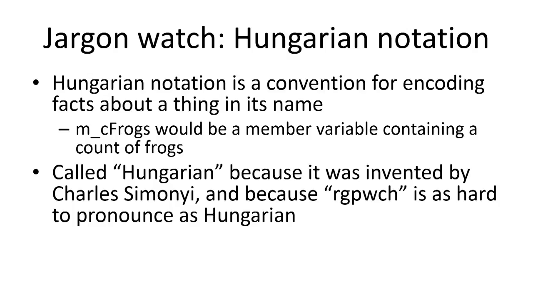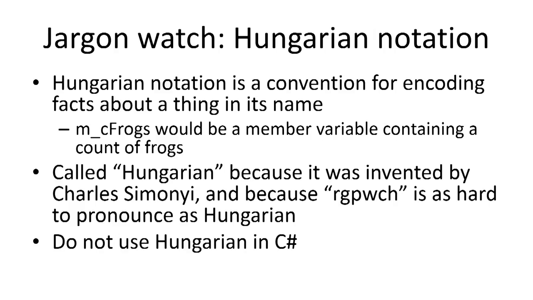rgpwch would be, let's see if I remember Hungarian, that would be a range of pointers to wide characters. So in C++, that would be an array that contained a bunch of references to wide character strings, probably Unicode strings.